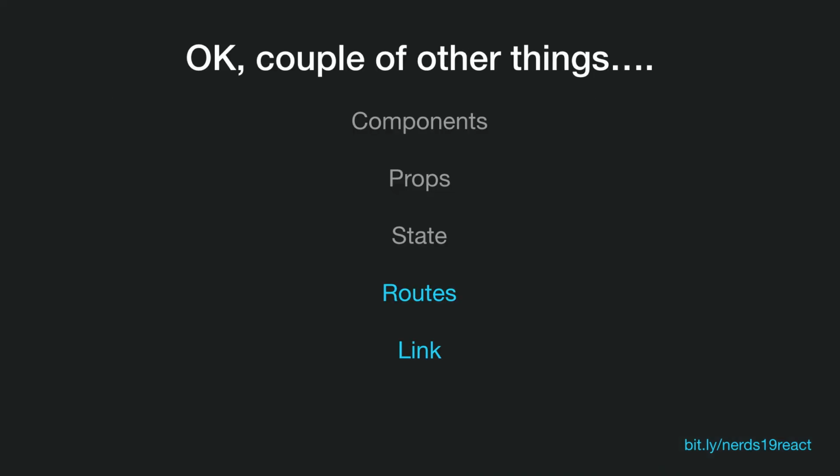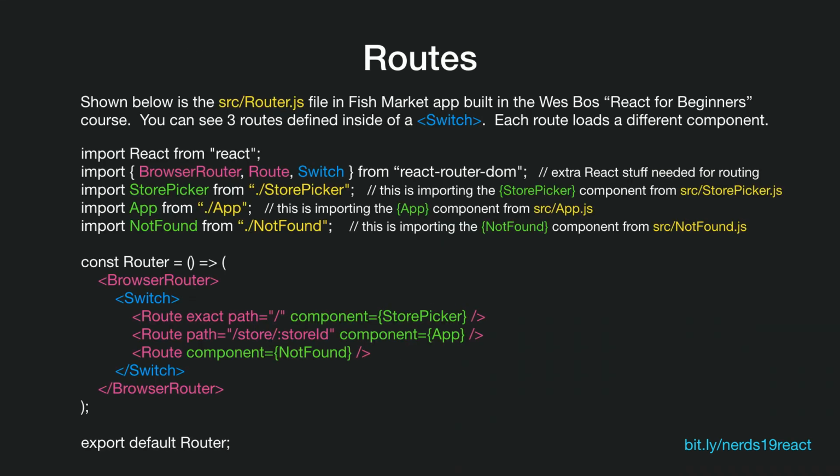I really want you to focus on components, props, and state, but I'm just showing you a couple of other things quickly to show you there is more to React than just that. Routes: this is how routes work with React. If the path is the root of the site, load the store picker component. If the path is store with store ID, load the actual app component. And if the route is nothing, not found. That's all I'm going to say about that. I just wanted to show you there's other stuff in React besides components, props, and state.